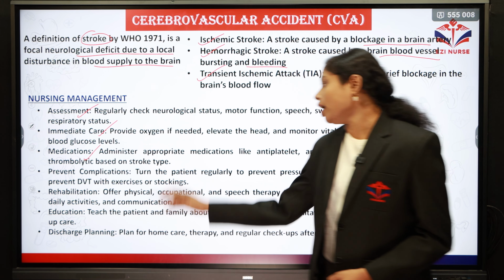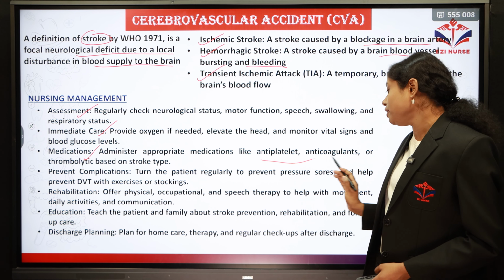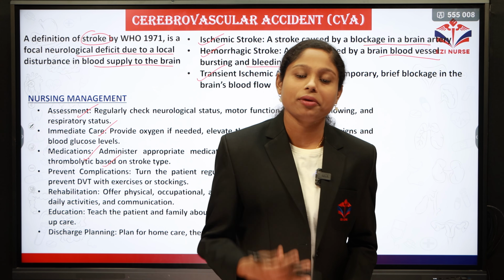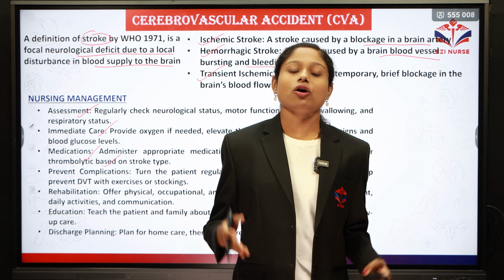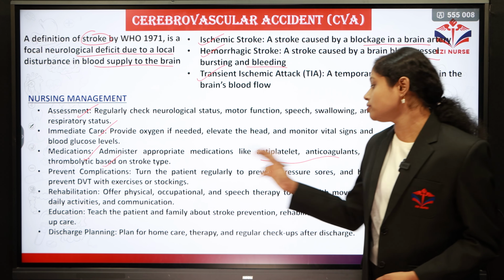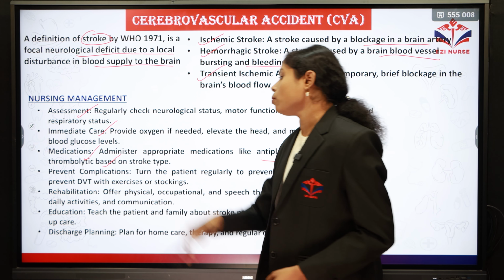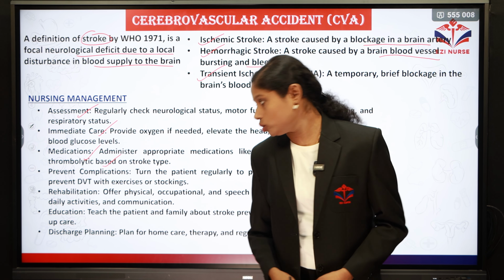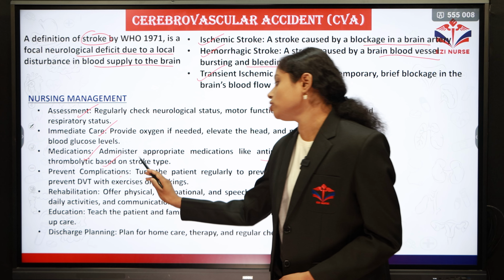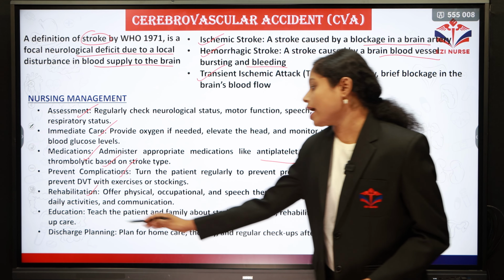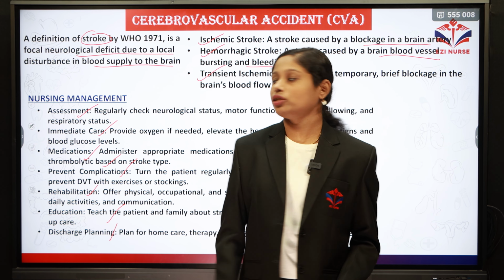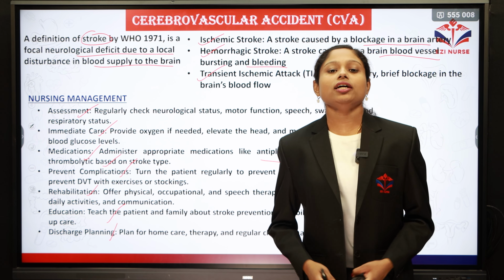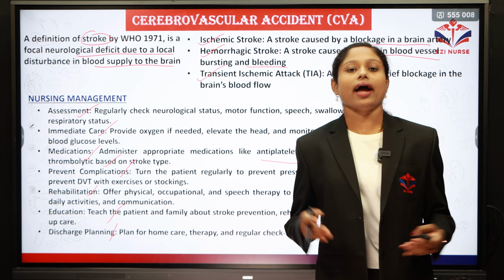Next, medication. Administer appropriate medications like antiplatelet, anticoagulant or thrombolytic medicines. So what are the medicines preferred for stroke or CVA? Anticoagulants, antiplatelets as well as thrombolytic medicines. These are the main medications or treatment used. Next, prevent complications, rehabilitation of the client, and education and discharge planning. So these are the main roles of the nurse in treating a patient with cerebrovascular accident.